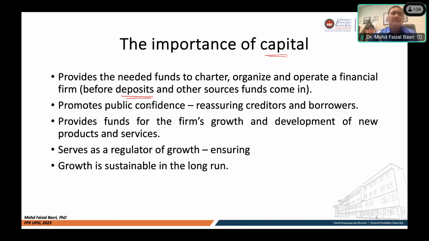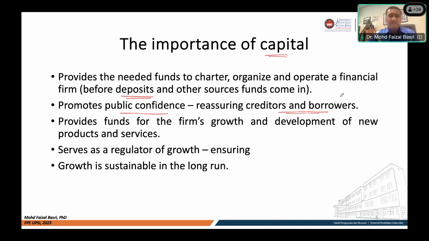Number two, promotes public confidence. Okay, to promote public confidence, especially related to the creditors and borrowers. Okay, peminjam and also pemberi pinjaman. Pemberi pinjaman is creditors, peminjam adalah borrowers. So we want to showcase as a bank that they have a very strong fundamental finance ataupun funds in the bank. So if they have to borrow money in the future, or if they're giving out loans to the customers, these two parties especially will have a very strong confidence with the bank because they are, like I said, fundamentally strong with regards to their capital.